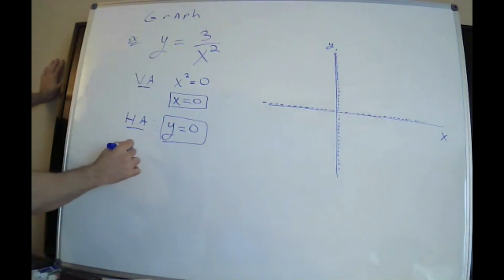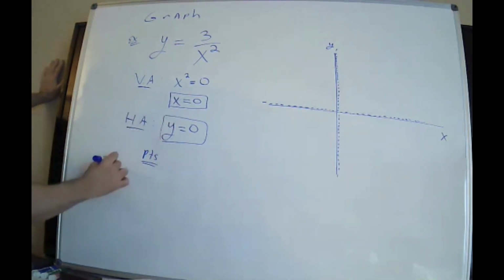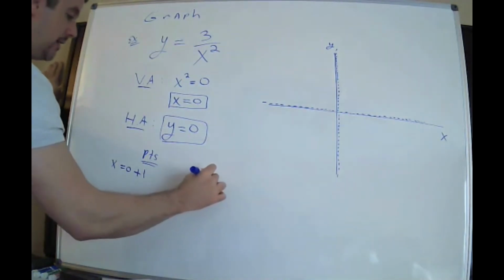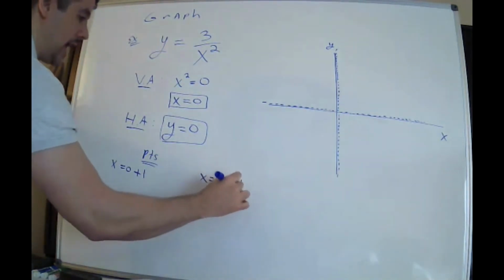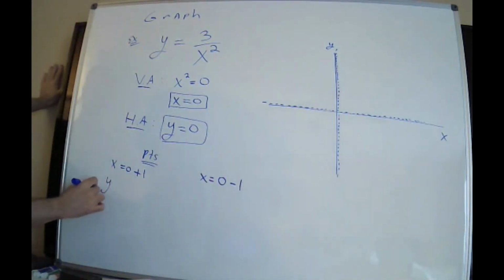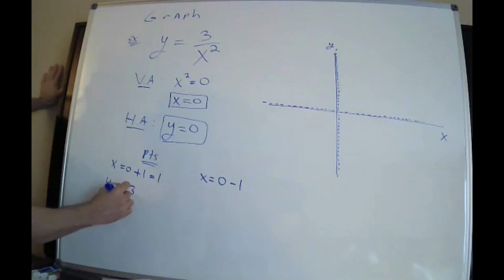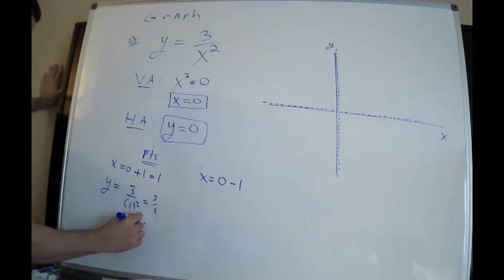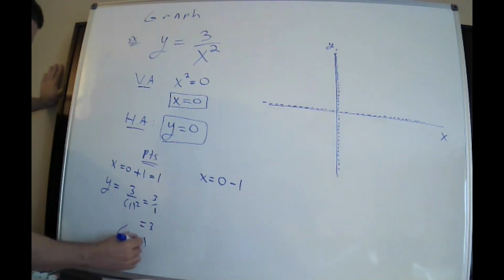All right, now I need 2 points to plot. Now, what I told you was take the vertical asymptote and add 1, and take the vertical asymptote and subtract 1, and then plug these numbers into the function. Well, this is kind of pointless, right? So I'm going to plug in 1 for x. So you get 3 over 1, which is 3. So I have the point 1 comma 3.